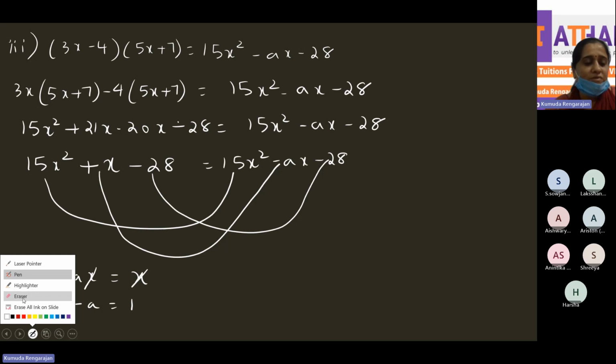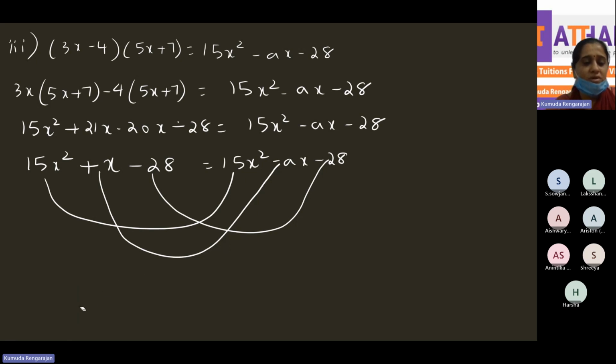Okay, if you're not comfortable with cancelling, you can also do this. Minus ax is equal to x. Minus a is equal to x by x, x will come to the other side for division. So minus a is equal to 1. a is equal to minus 1. So the value of a is minus 1. On comparing the two sides, the value of a is minus 1. Write down.